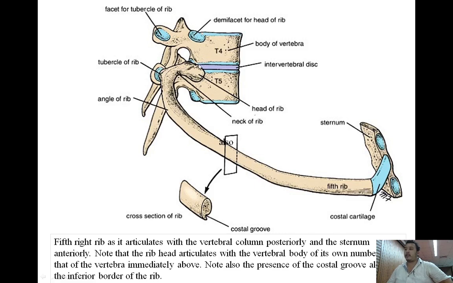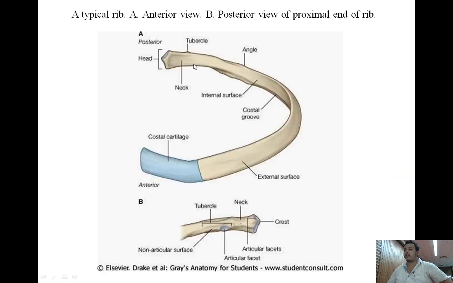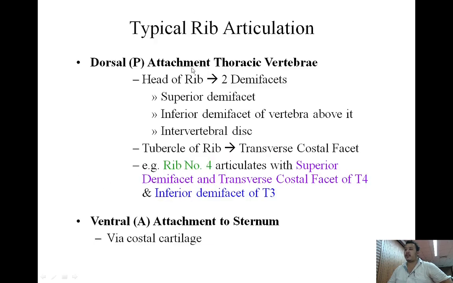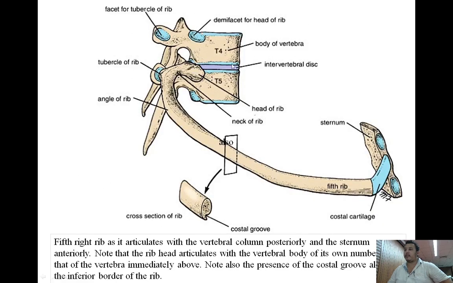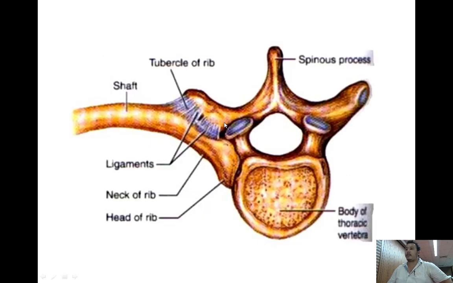Then there is the head of the rib, which has two demifacets. So this is the fifth rib. The lower facet articulates with the fifth thoracic vertebra, and the upper facet articulates with the fourth thoracic vertebra. And the crest, I told you, the area between the two articular facets is called the crest. This crest articulates with the intervertebral disc here. So this is the typical articulation of a typical rib.